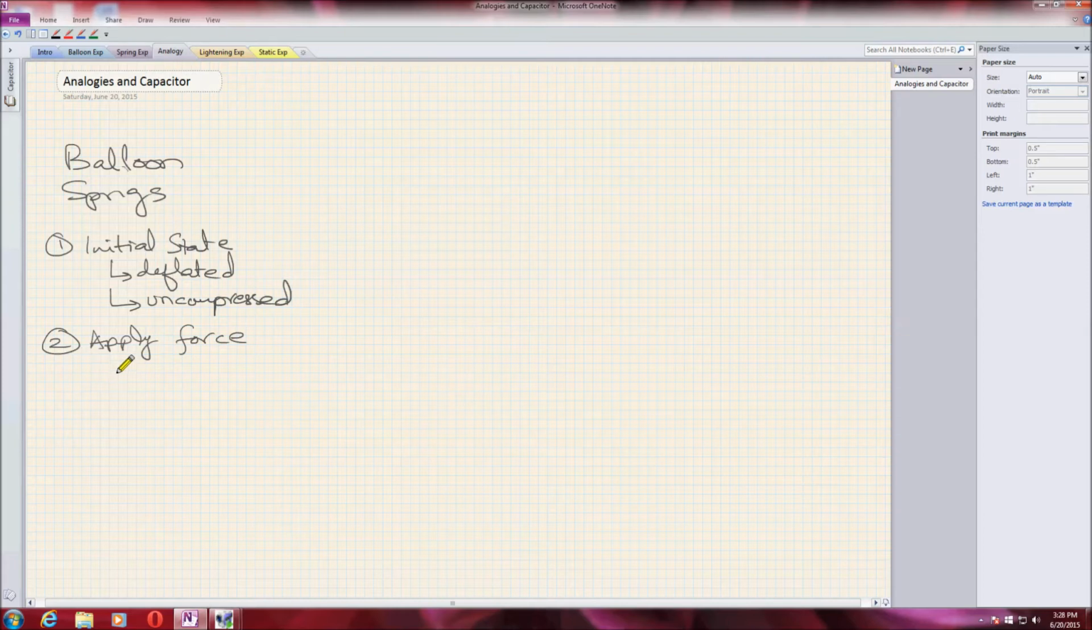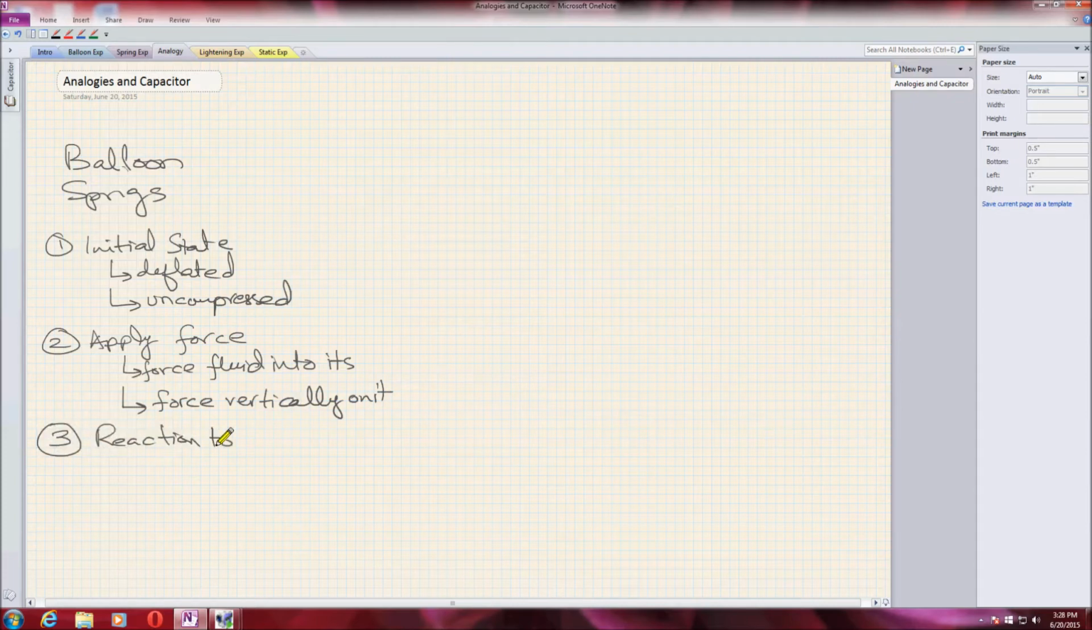So for a balloon, we try to force fluid into it, and that fluid could be air, helium, or water. And for a spring, we simply apply force vertically on it. As a reaction to our force, the balloon inflates, and the spring compresses.